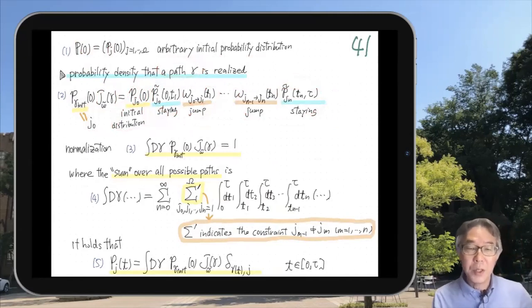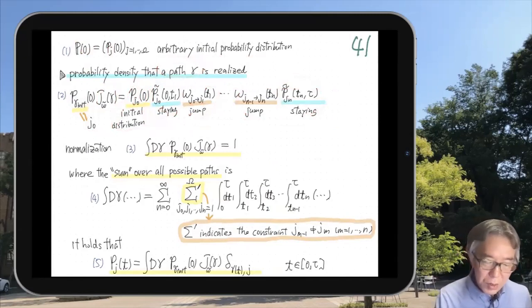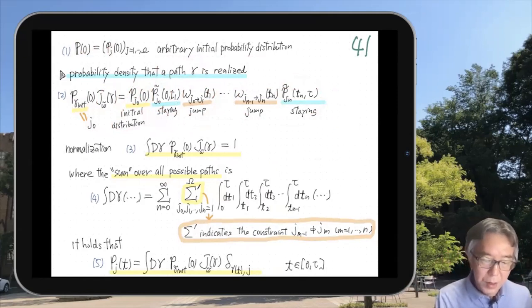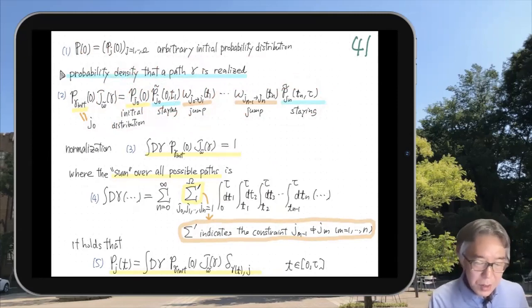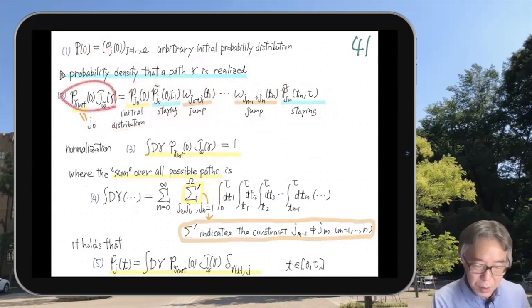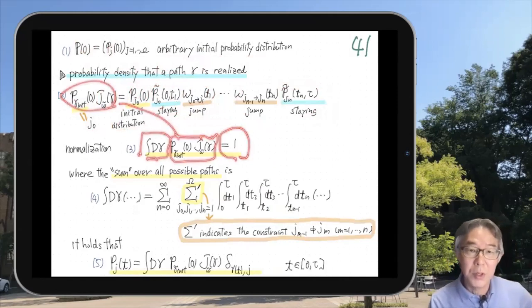I said probability density because although these J0, J1 states are discrete, this jumping time T1, T, these are continuous. So this must be some rate, probability density. Okay, probability density. Good. So since this is a probability density for a path, then you plug this in here, and if you sum this over all possible paths gamma, then by normalization condition you must get 1.